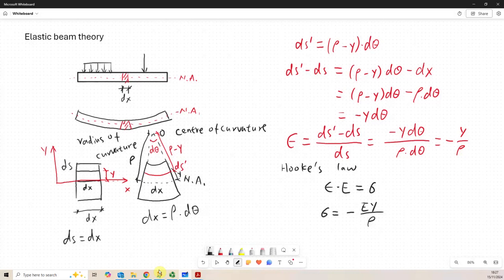If we can express the stress with the internal bending moment, then we can find the relationship between the internal bending moment and the geometry information. We will talk about it in the second part of this video.